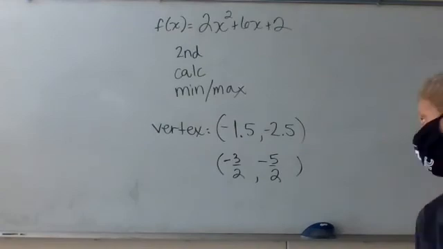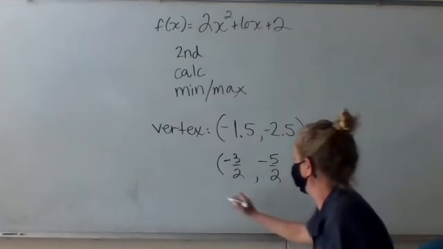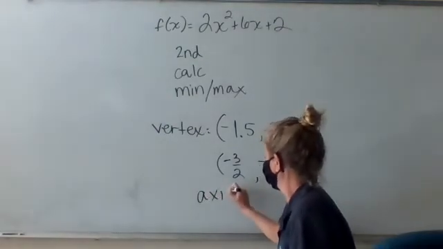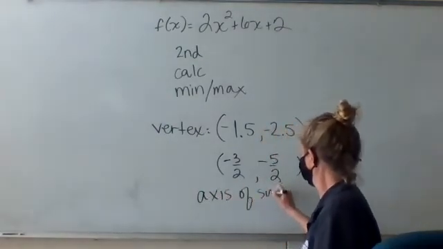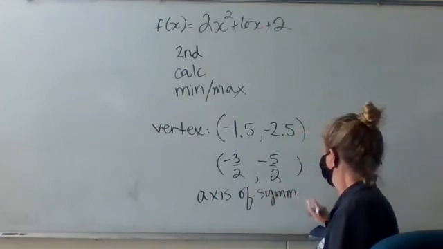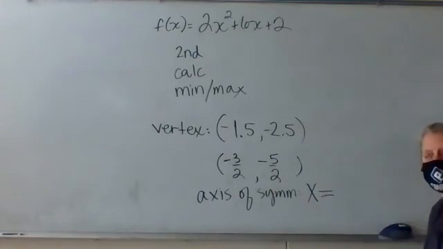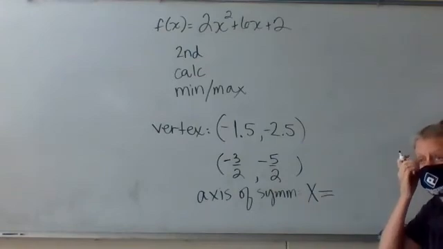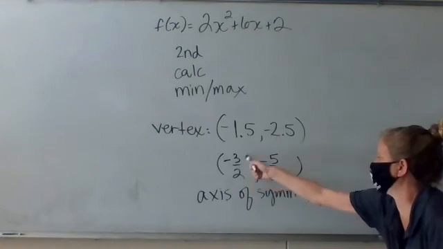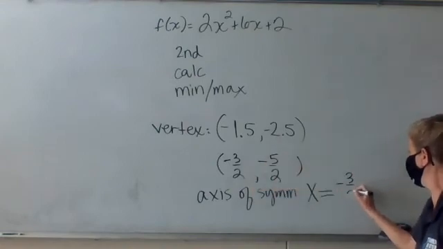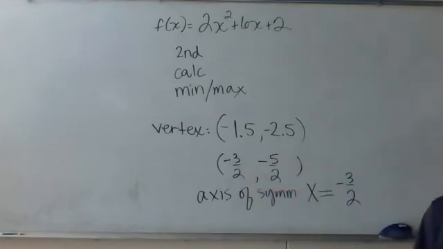Also, when it asks you for the axis of symmetry, it's going to want the fraction. So the axis of symmetry, remember, that's always x equals whatever your x coordinate of your vertex is. So negative 3 halves is your axis of symmetry.